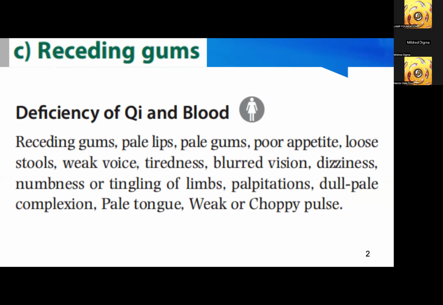Aside from receding gums, you will have to check if the lips are pale, the gums are pale, if there is poor appetite, loose stools, weak voice, tiredness, blurred vision, dizziness, numbness or tingling of the limbs, palpitations, dull pale complexion, pale tongue, weak or choppy pulse.